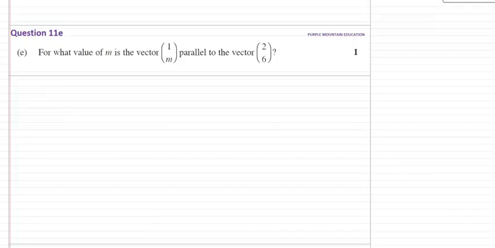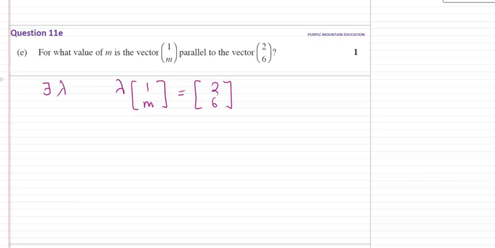Question 11e, for what value of m is the vector 1, m parallel to the vector 2, 6? So the fact that they're parallel means there exists some scalar lambda such that when I put lambda in front of 1, m, I'm going to get to 2, 6. So clearly that's telling me that lambda equals 2, and so it must be the case that m equals 3.